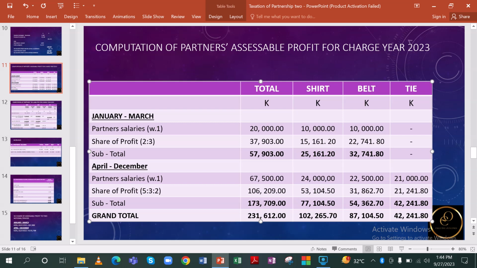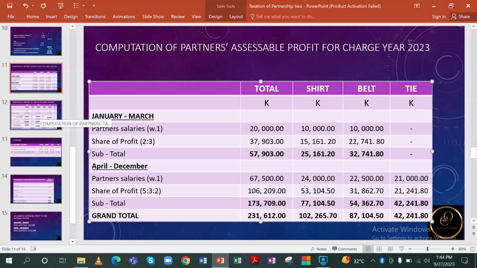I did mention that the partnership uses an income pass-through system where the partnership income that is made is not taxed at the partnership, but is taken to the individual partners and is taxed under them. So that's what we have managed to do. We have managed to get the grand total figure for Shet, the grand total for Belt, and the grand total for Ty. These are the ones which are going to be assessed. So then we move on to look at how we assess these partners.